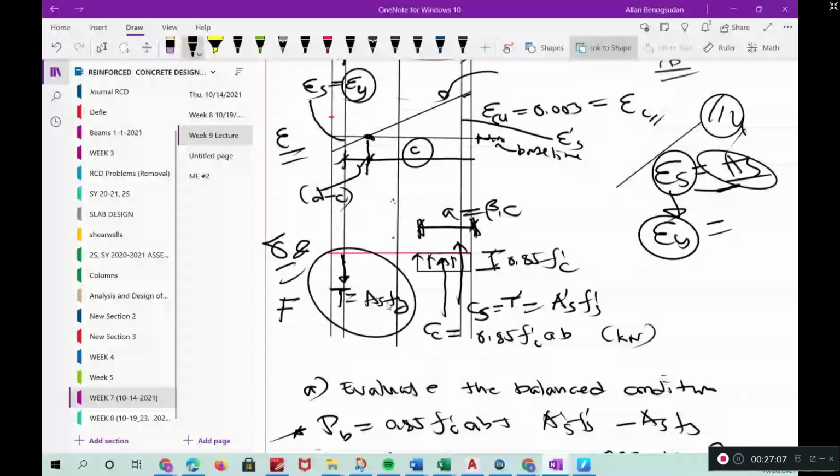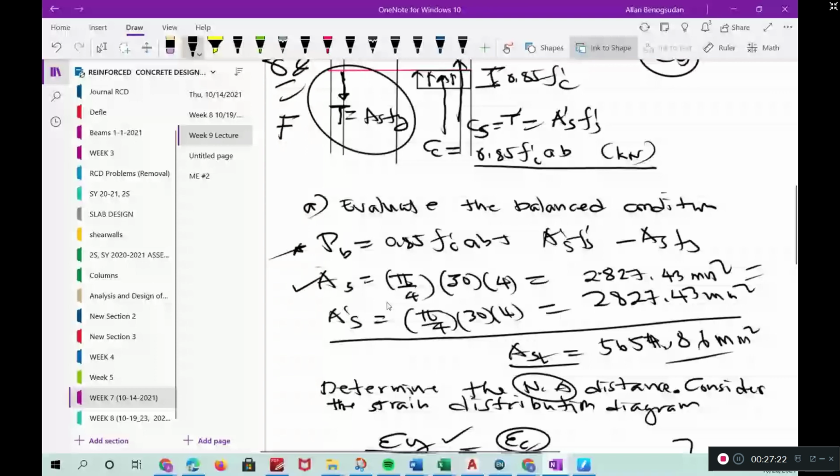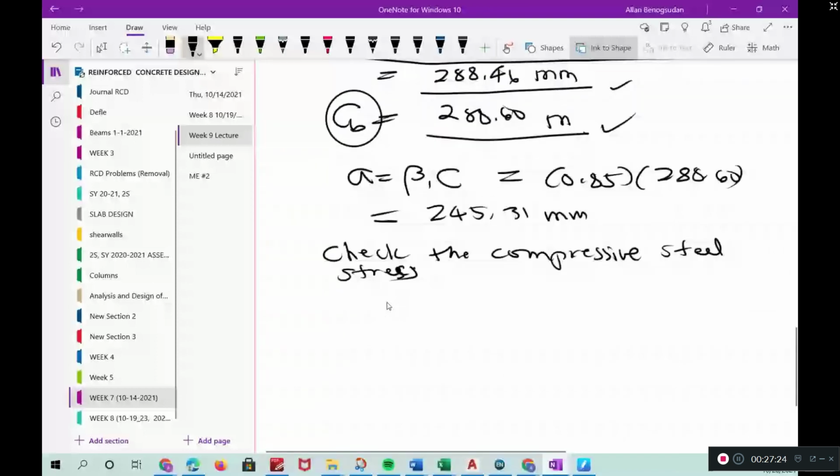That is a quadratic function here, and the ACI has this one as a simplified computation. You did thus far all of this. Okay? So check the compressive steel stress. Let us check whether this one yields or not.